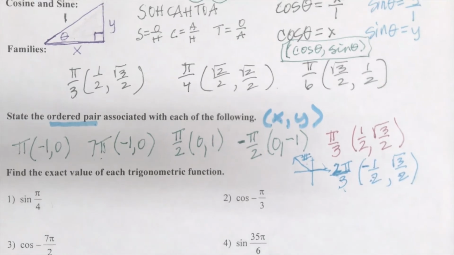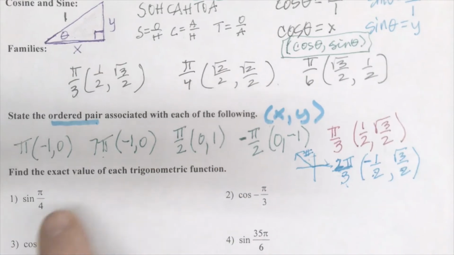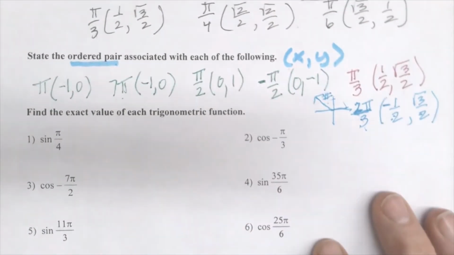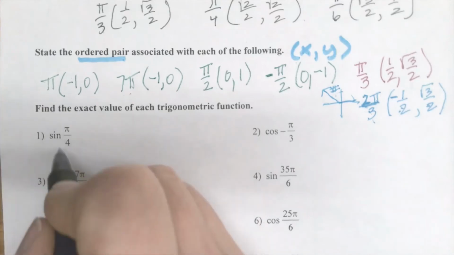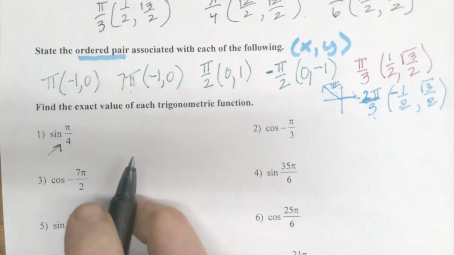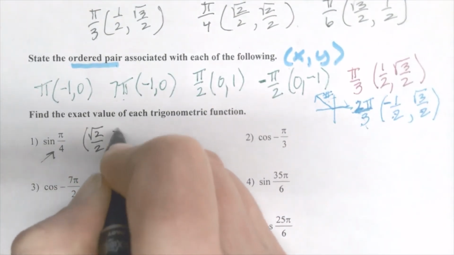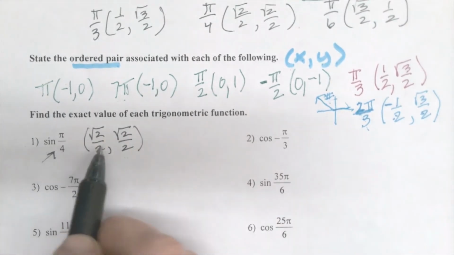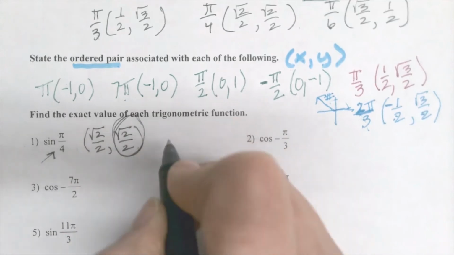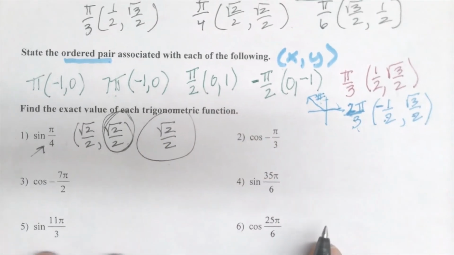We're going to continue to work with these ordered pairs, but we're going to look specifically for our answers as sine and cosine. So when I do this next part, I'm going to have the ordered pair. First of all, I'll start with the ordered pair associated with pi over 4. So I go to the pi over 4 family. That is the square root of 2 over 2, square root of 2 over 2. That's the pi over 4 family. I'm interested in the sine. The sine is the y coordinate. So my answer here is the square root of 2 over 2. That's my answer for that problem.